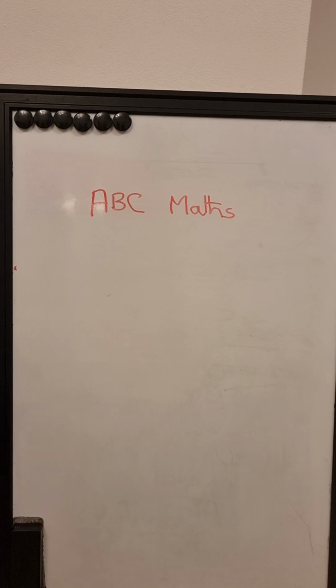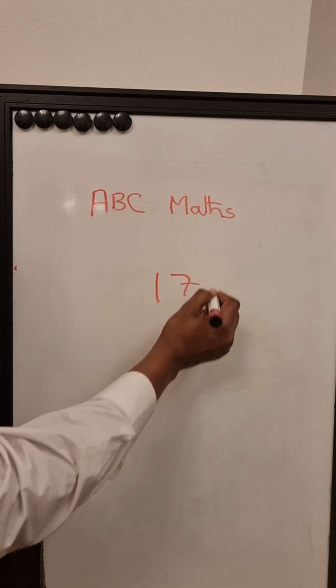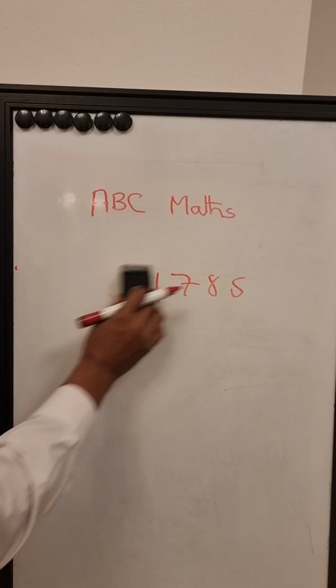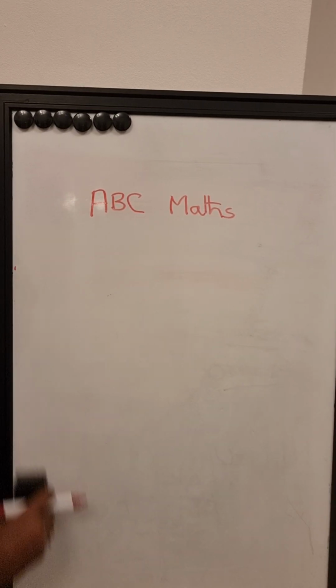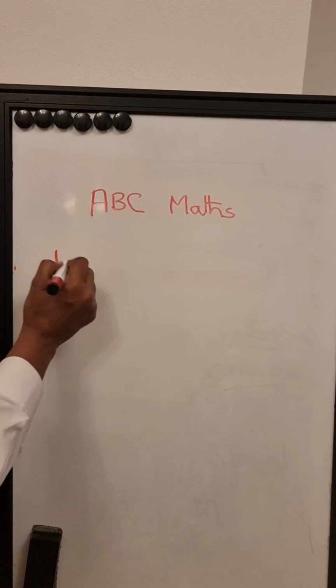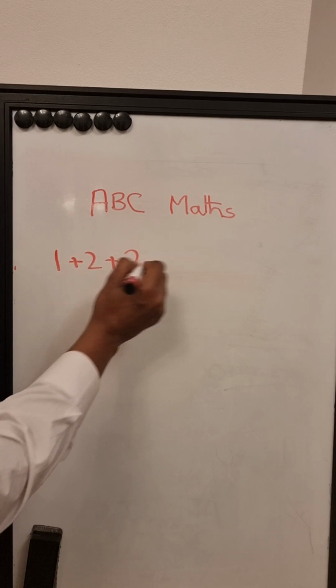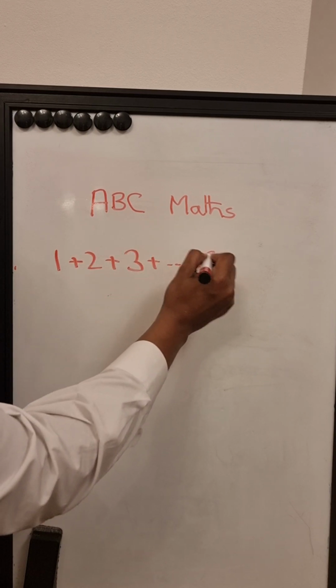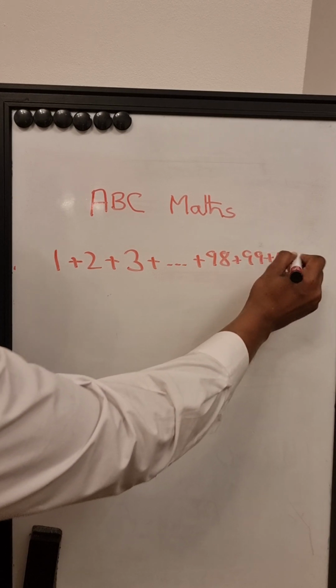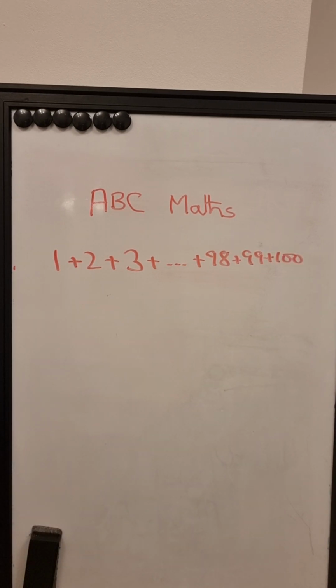This story was around 1780 something, where a teacher wanted to keep his students a little bit busy, so he wrote on the board 1 plus 2 plus 3 up to 98, 99, 100. He expected to keep the students busy for half an hour, maybe an hour. The students were about the age of 8.